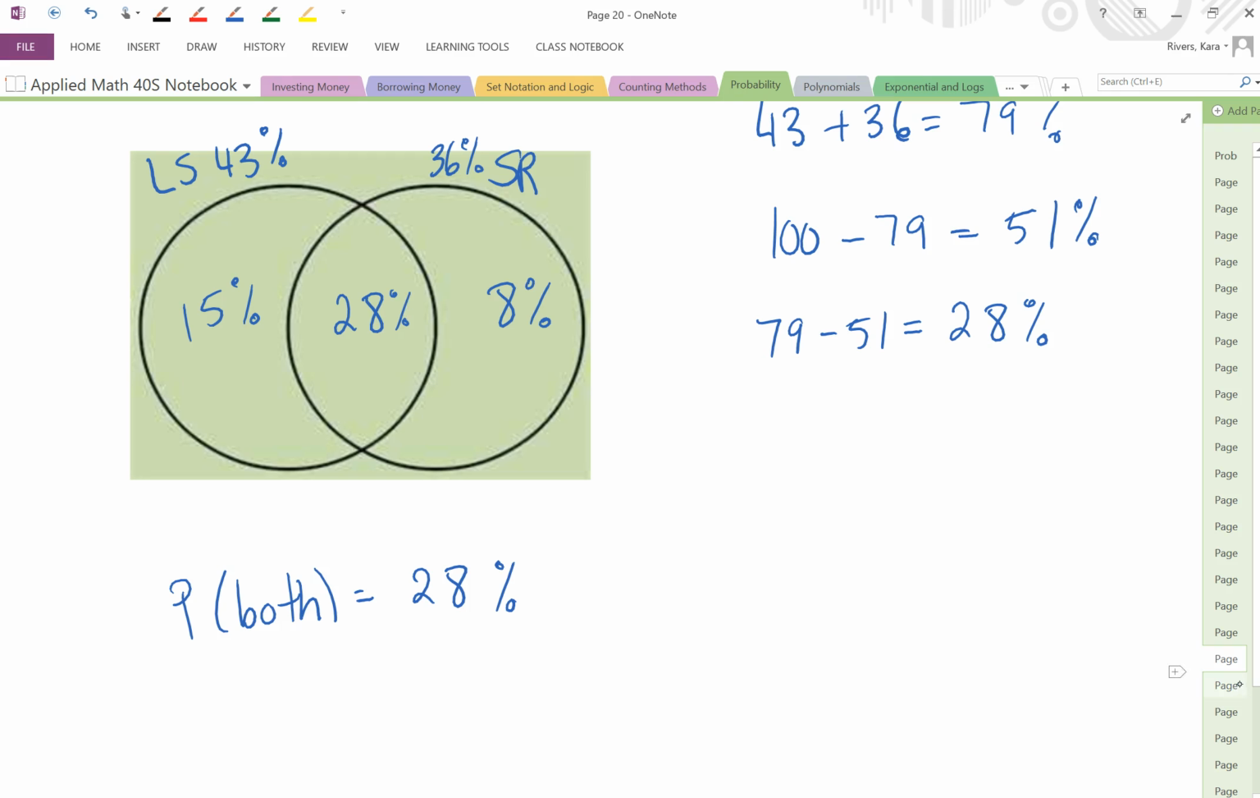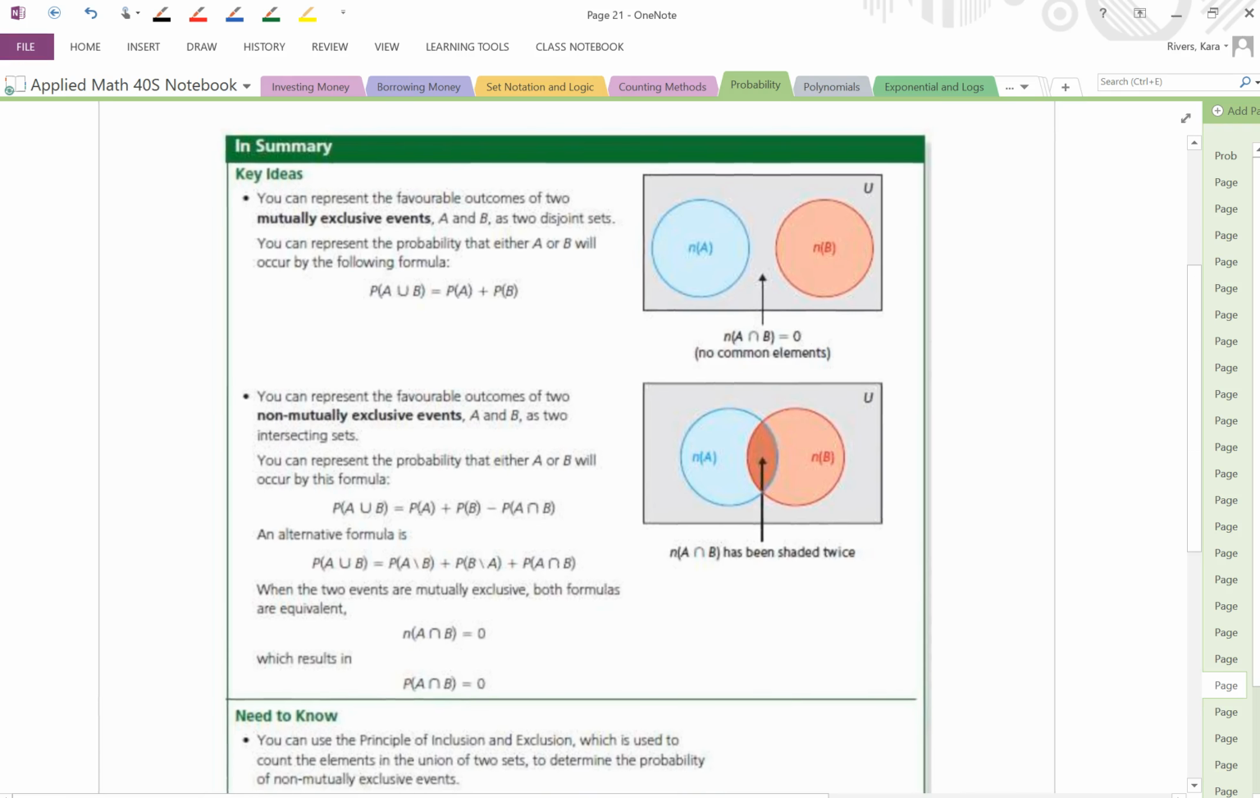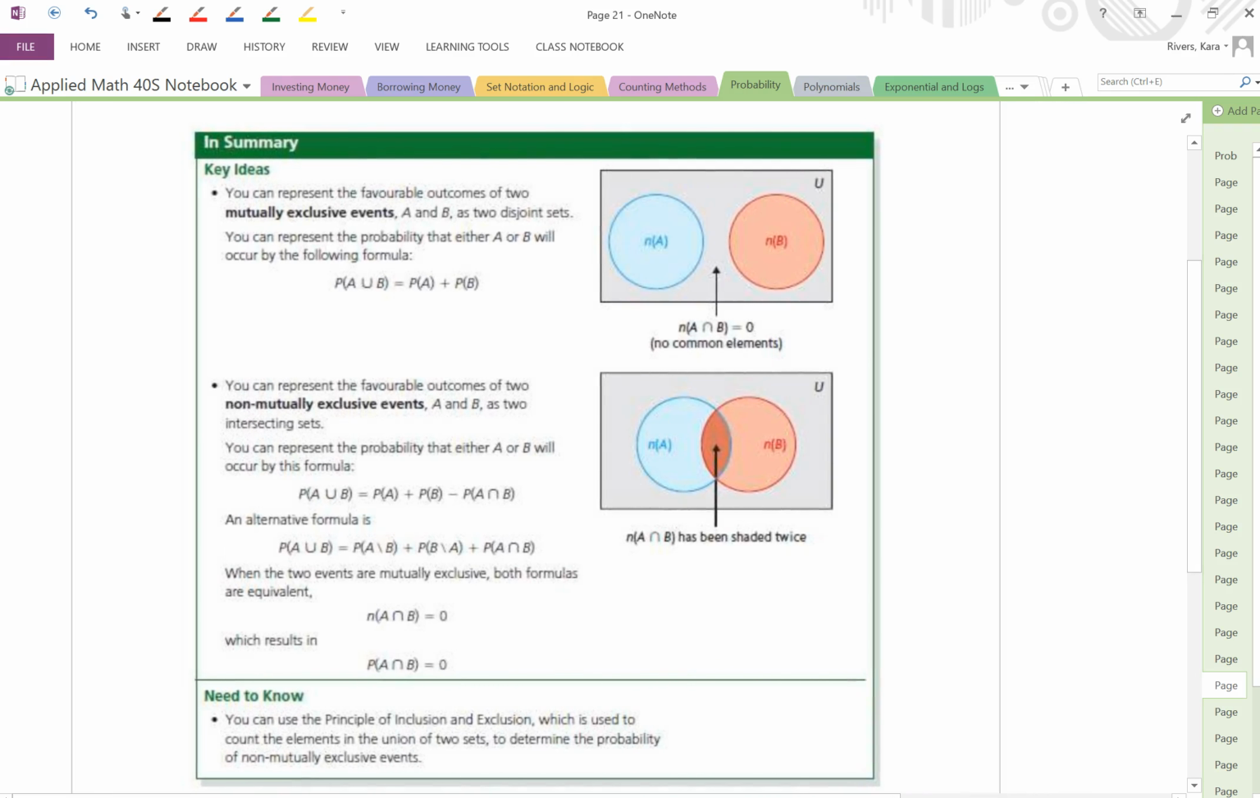If you look at the last page of this section, we've got a really nice summary of mutually exclusive events and non-mutually exclusive events, and those formulas there as well. So it's a really good idea to have a look at that. It might be something that you can put on your cheat sheet to help you with your test.